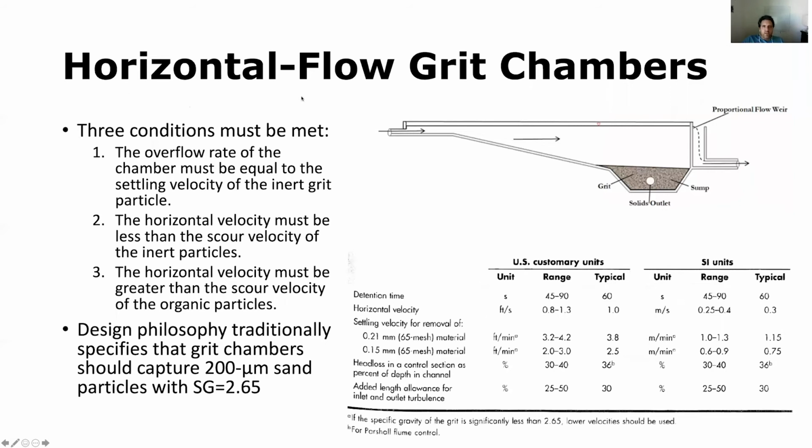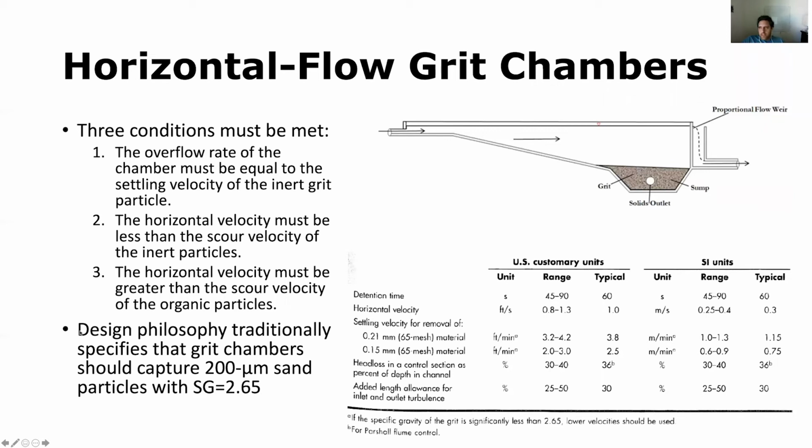All right, the design of horizontal flow grit chambers. There's three conditions that must be met. The first one is that the overflow rate of the chamber must be equal to the settling velocity of the grit particle. The second is that the horizontal velocity must be less than the scouring velocity of the inert particle. And the third is that the horizontal velocity must be greater than the scour velocity of organic particles.